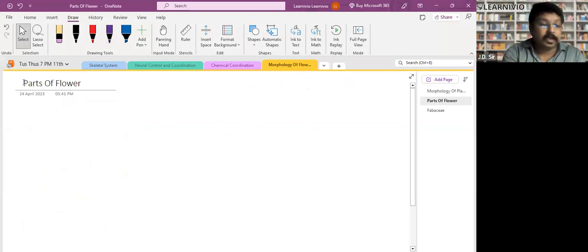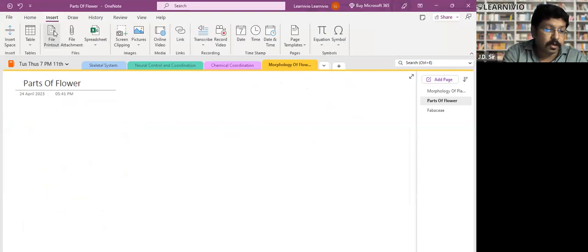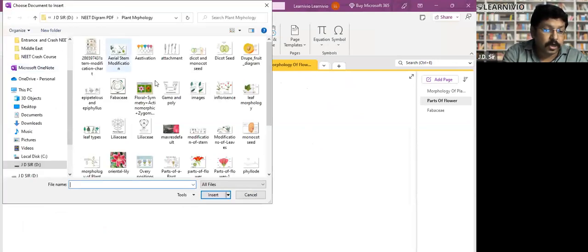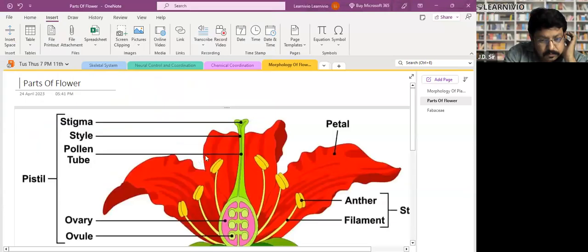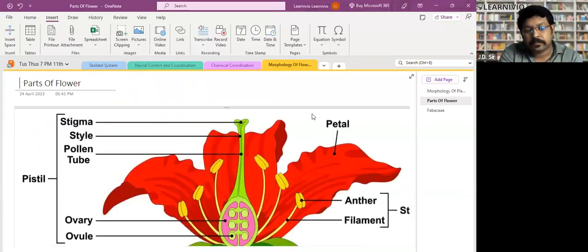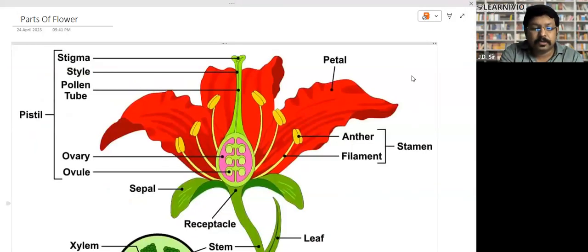That's why I was asking again and again, because if the parts of flower are not clear, you won't be able to get all these kinds of things. Please, I want 100% focus over here. Floral part. Where are the floral parts? Parts of flower, right? Okay. So first try to understand the parts of flower.